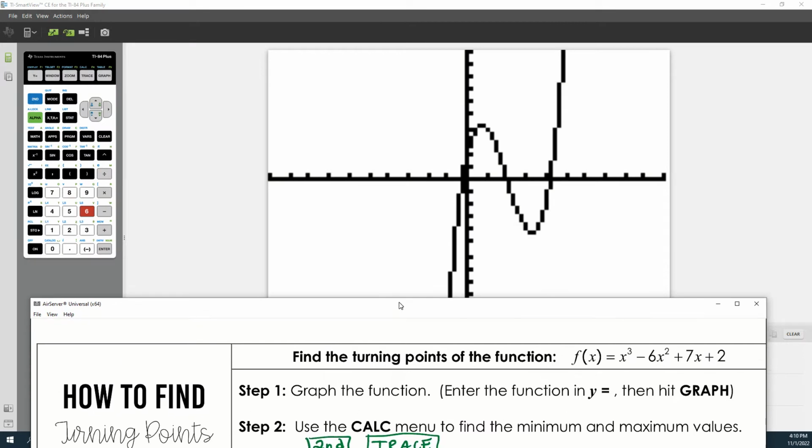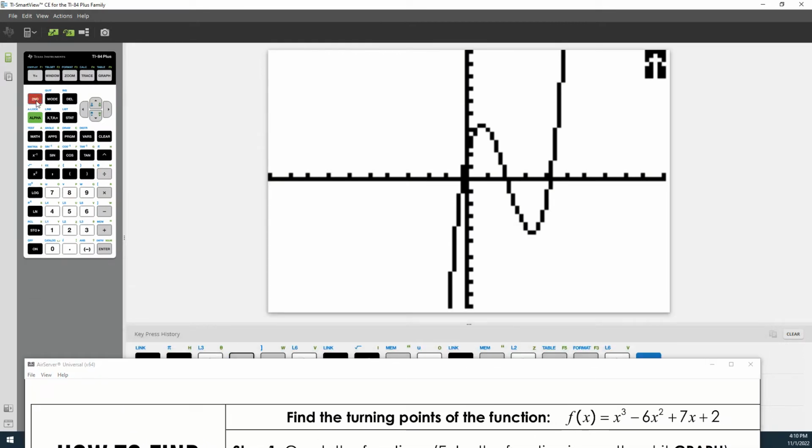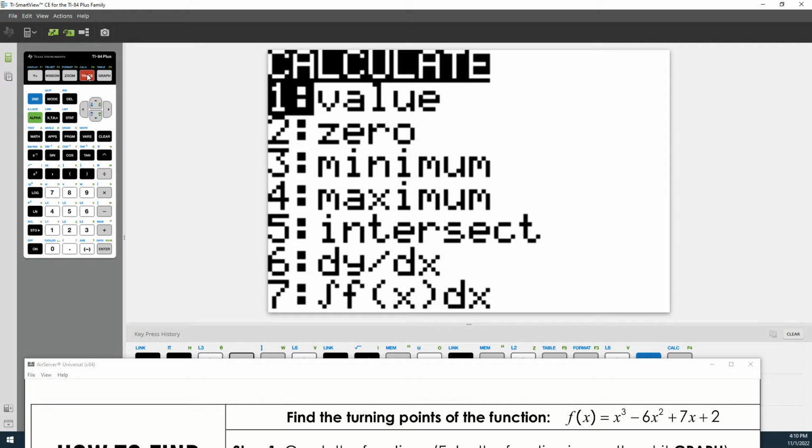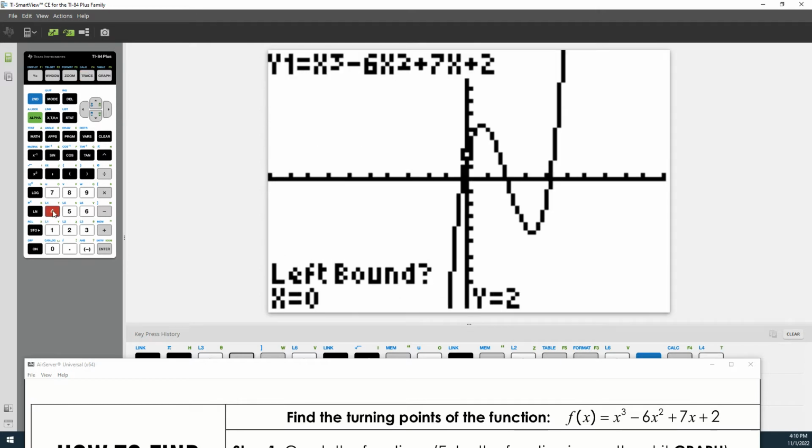All right, so let me show you what I'm talking about. So it's second and then trace. Let's start off and find that maximum. It's on the left. We'll work from left to right. So then we're going to hit the number 4 for maximum. What pops up is this little flashing cursor. Normally it starts on the y-axis until we move it somewhere else, but we are going to keep that flashing cursor where it is right now. We want to hit enter on the left side of the maximum. Our maximum is here. It's flashing on the left side, so we're going to hit enter.